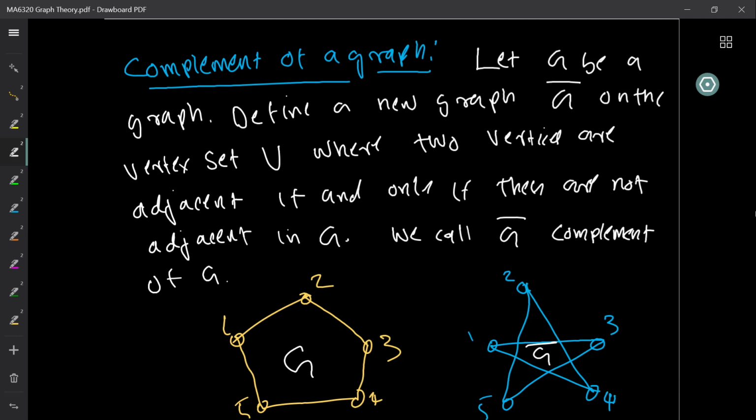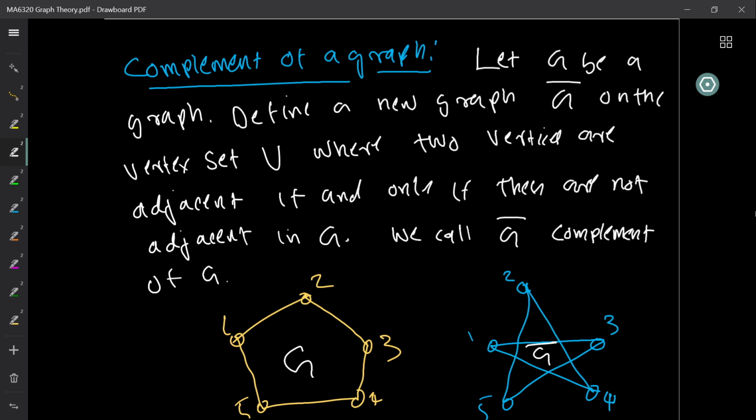The complement of a graph. Let's say a graph G is given. Then what you do is you look at the same vertex set V, where if two vertices u and v are adjacent in the graph G, then I will make sure that they are not adjacent in the graph, let's say G bar. And if two vertices, let's say x and y, are not adjacent in G, then I will make sure that they are adjacent in G bar. Such a graph is called the complement of the graph G.